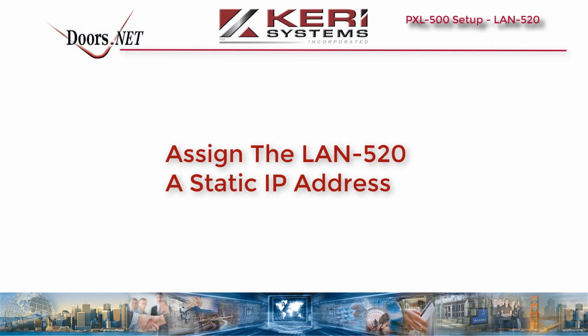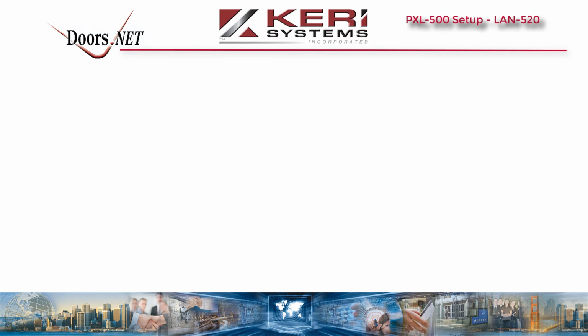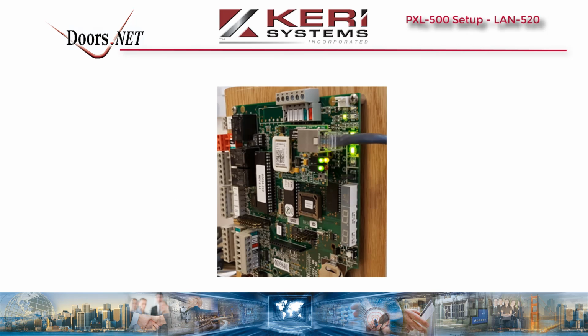A static IP address should now be assigned to the LAN 520. For initial setup, the host PC should be connected to the same local area network as the LAN 520. Power up the PXL-500, which will in turn provide power to the LAN 520 module. Once powered up, you should see one amber LED and two green LEDs on the LAN 520.